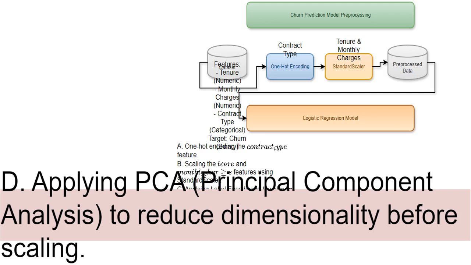I don't recommend PCA in this case. PCA is helpful for high-dimensional datasets, but we only have a few features. Applying PCA before scaling can lead to suboptimal results because PCA is sensitive to the scale of the features. I suggest that we save PCA for scenarios with many features. Let's not overcomplicate things unless it's truly needed.